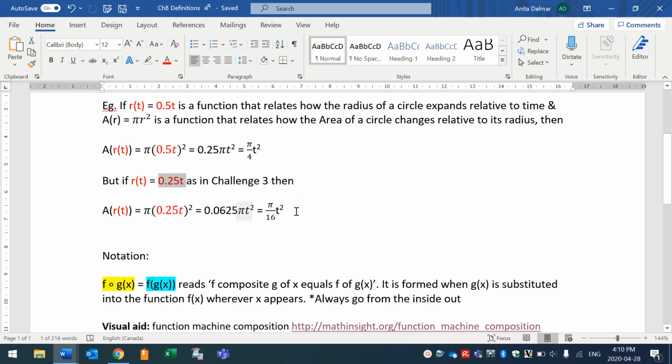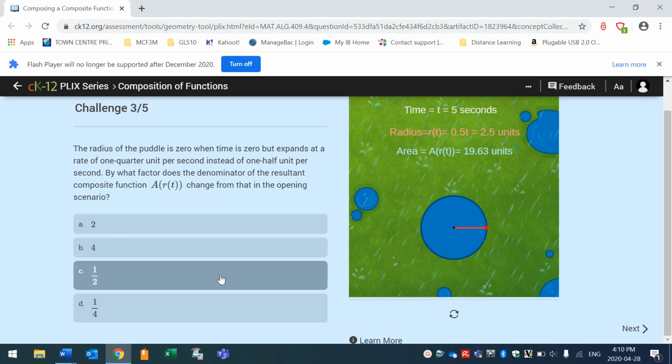So challenge number 3 asks us, how has the denominator of this function, A of r of t, changed relative to this function, A of r of t? So let's go back to the challenge. Our choices are, by what factor does the denominator of the resultant composition function, A of r of t, change from that in the opening scenario? Well, in the opening scenario, when r of t is 0.5t, the denominator was 4. And now, as we see, the denominator is 16, so it's changed by a factor of 4.